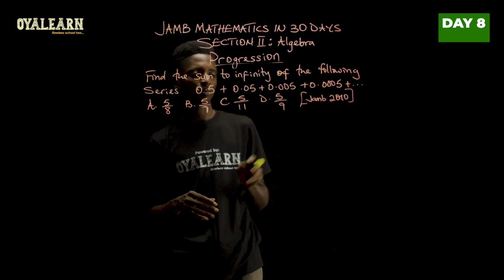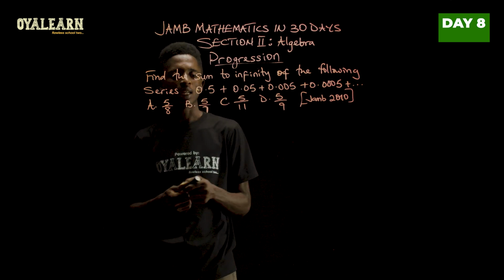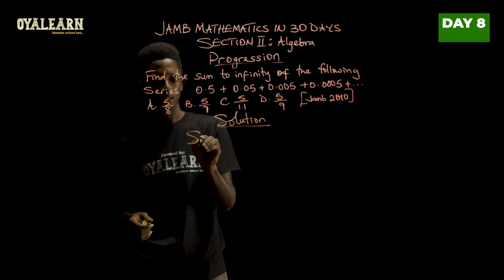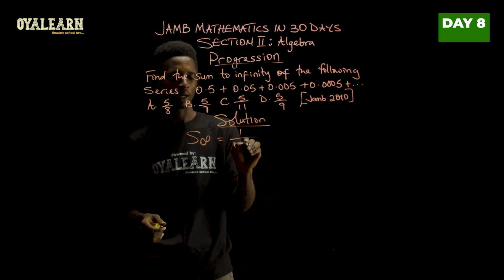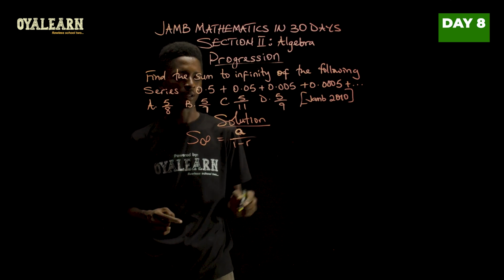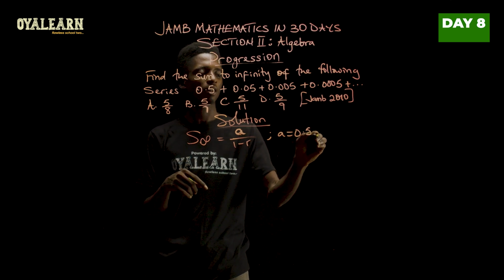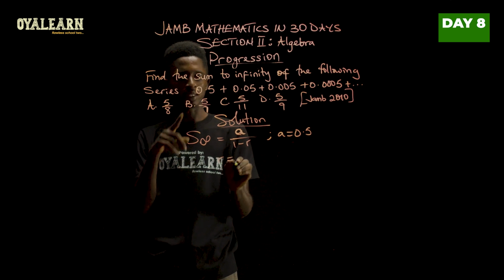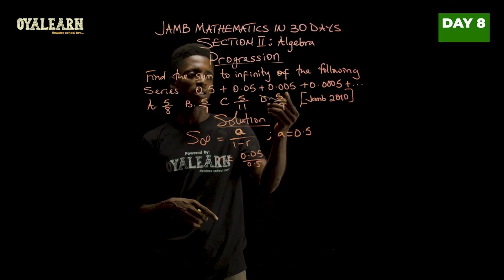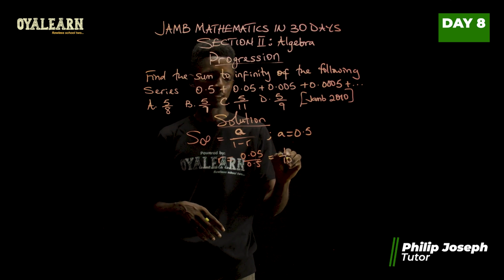Now, in this question from JAMB 2010, we have to find the sum to infinity of this series. Sum to infinity is given by A over 1 minus r. We are given that A here is 0.5. Then we can get the value of r by saying 0.05 divided by 0.5, or we can go 0.005 divided by 0.05. It's still going to be the same thing, which is 1 over 10.